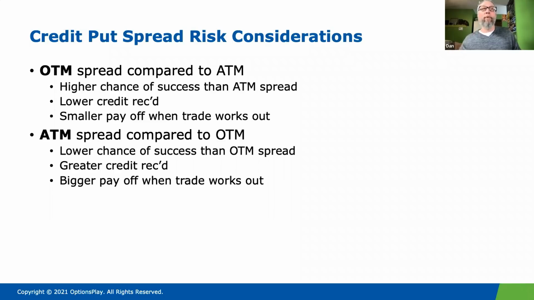But if you look at it from a risk reward standpoint, even though the out of the money spread has a higher chance of success, your profit is much smaller and your loss is much bigger. So they're almost like different types of trades altogether, out of the money credit spreads and at the money credit spreads.